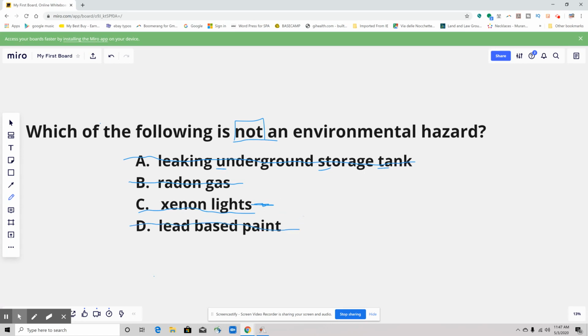So what are xenon lights? Those are those bright headlights, those lamps that you might see that shine almost like a blue. What happens is they have xenon gas in them. So you're probably thinking, is xenon harmful? So what I'll tell you is this. If you took pure xenon, then yes, that would be harmful. However, in the lights, you're never going to be exposed to pure xenon.